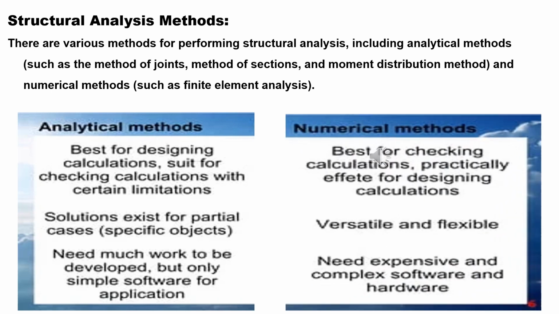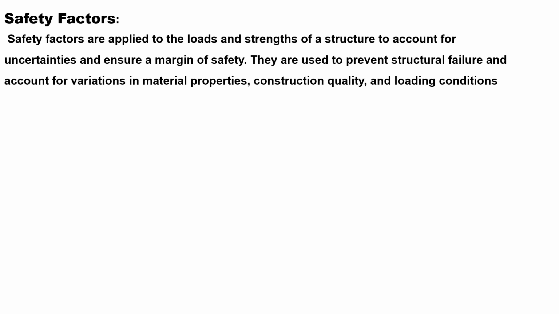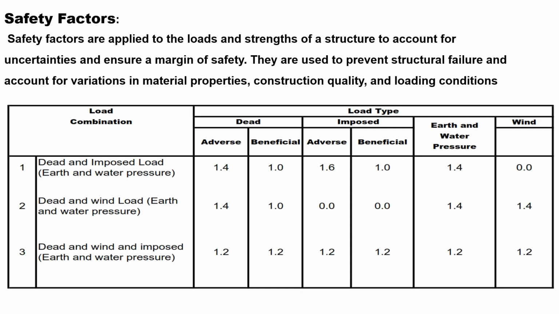10. Safety factors. Safety factors are applied to the loads and strengths of a structure to account for uncertainties and ensure a margin of safety. They are used to prevent structural failure and account for variations in material properties, construction quality, and loading conditions.